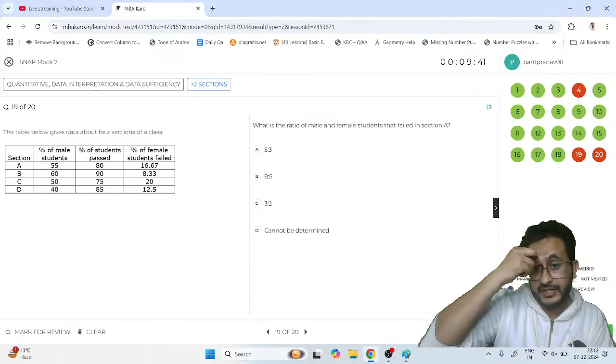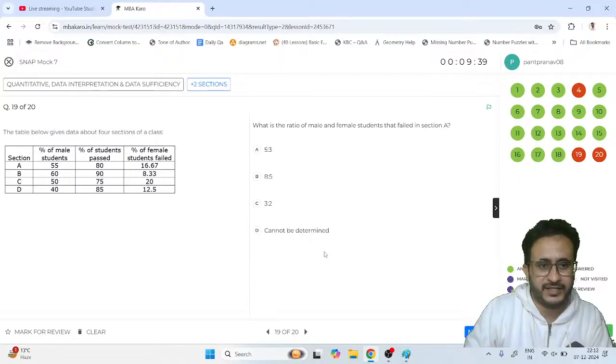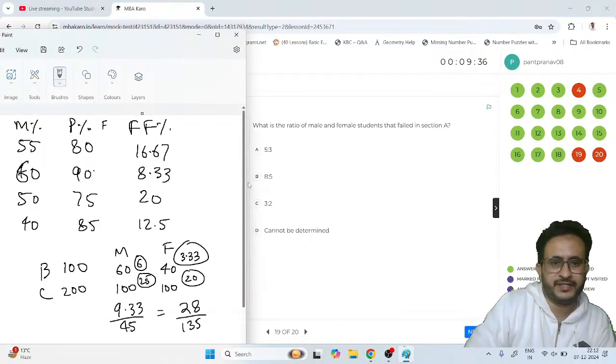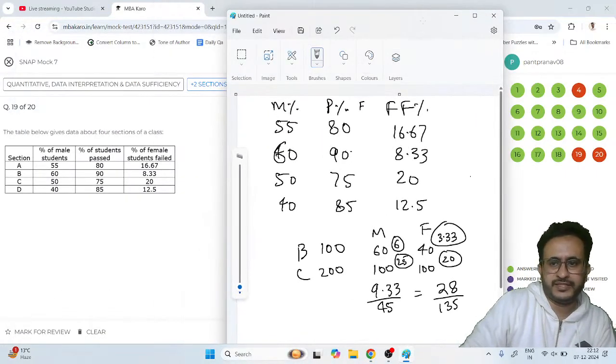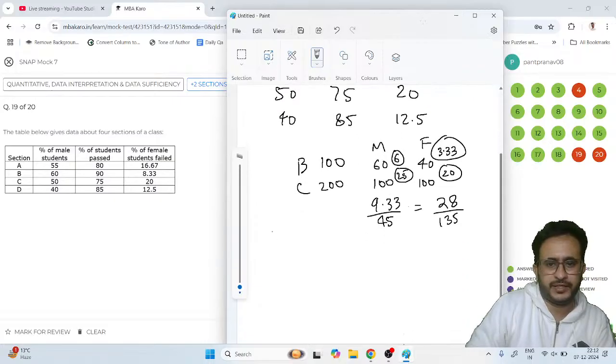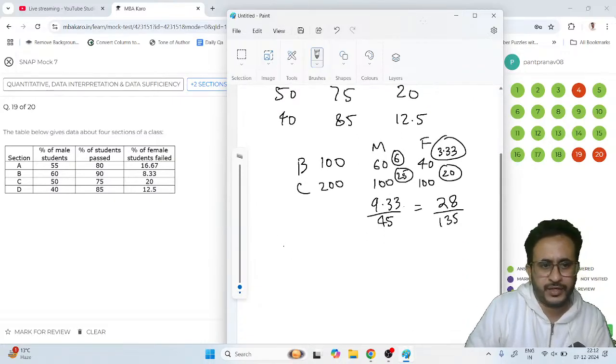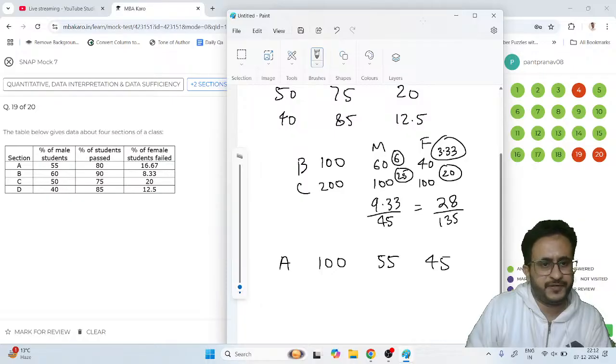What is the ratio of male and female students that failed in section A? So male and female students that failed in section A. We will just take the number to be 100. So for A we have 100 students. So 55 are male, 45 are female.